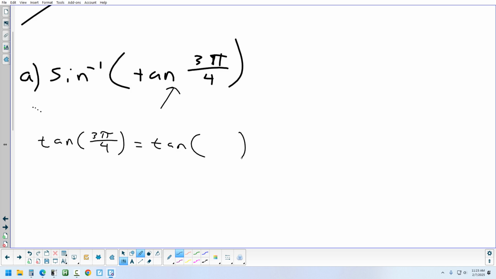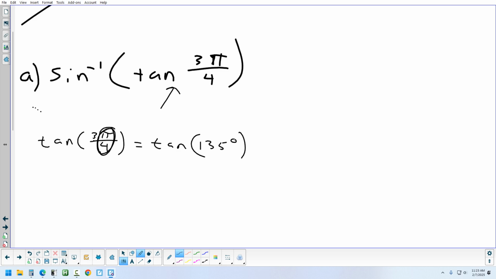Does anybody remember what pi over 4 is in degrees? Yep, 45. That's a 45. So this is 45 tripled. So how much is 3 pi over 4? 135. Yep. Now 135 is a multiple of what number, based on what we just did? 45. It's a multiple of 45.